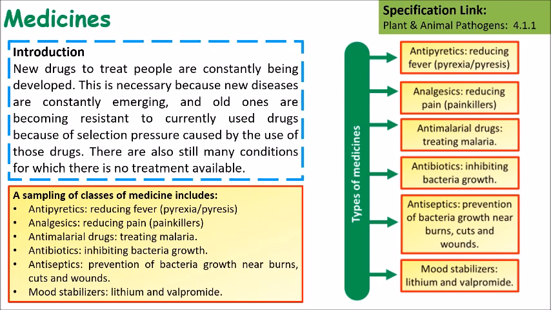If we look at how we separate drugs out into different classes, we have drugs that reduce fevers, drugs that reduce pains, specific drugs to treat malaria, antibiotics which inhibit bacterial growth, antiseptics which prevent the growth of bacteria in burns, cuts and wounds, and mood stabilizers, so things like lithium and Valium.